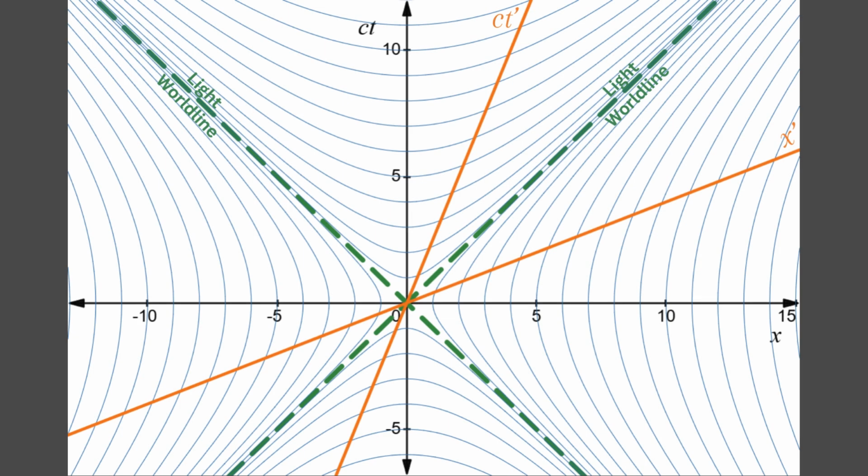This is the Minkowski spacetime diagram. The perpendicular axes represent the frame of reference we are in. The skewed axes represent the frame of reference moving in front of us with velocity v.